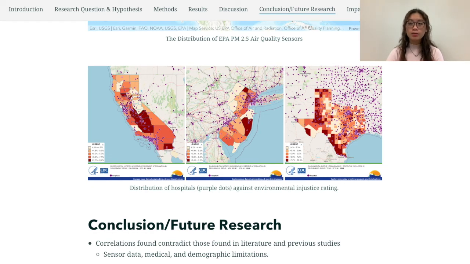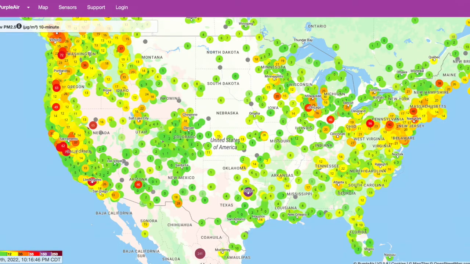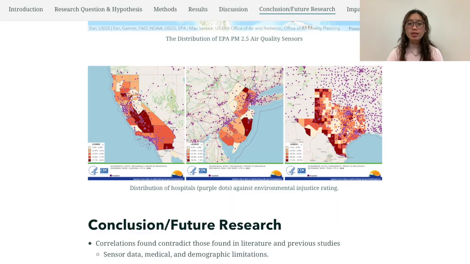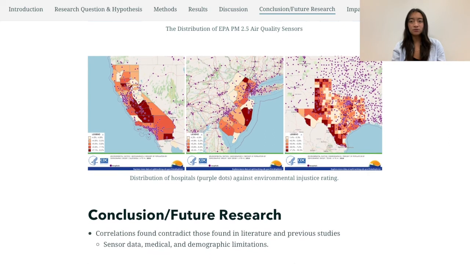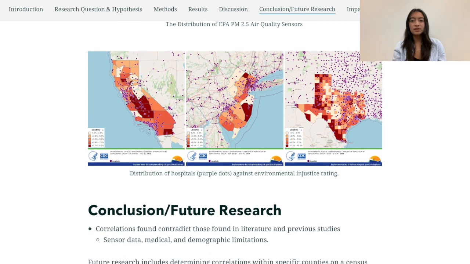The demographic differences may also point towards an environmental injustice regarding the availability of air quality sensors in at-risk communities. For instance, we pulled some data from the real-time air quality monitoring network Purple Air, which sells sensors at a price range between $199 and $299. This indicates that education level and socioeconomic status may also propose an obstacle to air quality and health. To conclude, the scatter plots exhibited correlations that were different from the literature that was reviewed, which could have resulted from sensor data, medical, and demographic limitations.